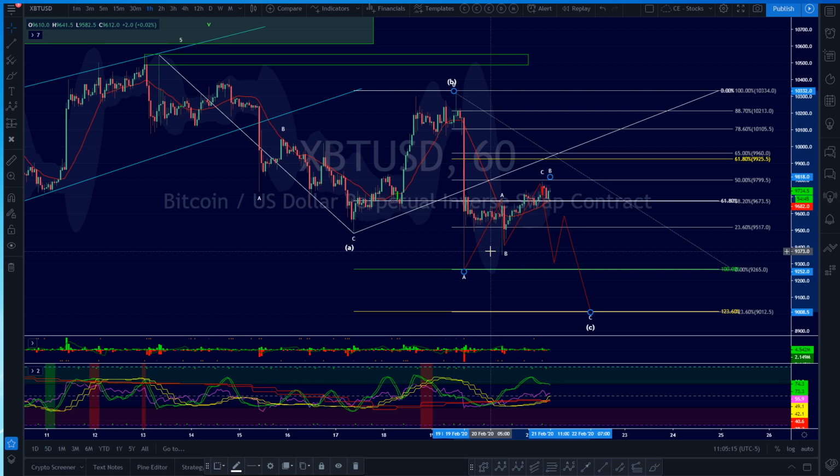I don't think that we've got a good candidate for an inverted head and shoulders or anything like that. We did make a new low here, but to make an inverted head and shoulders, we'd have to come all the way back up here to 10,300. So we'll see how that goes.